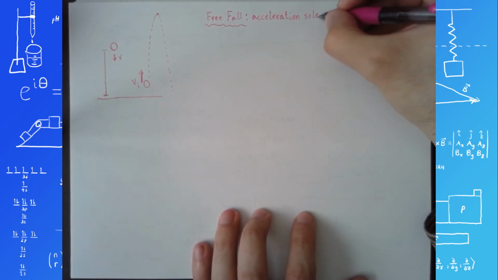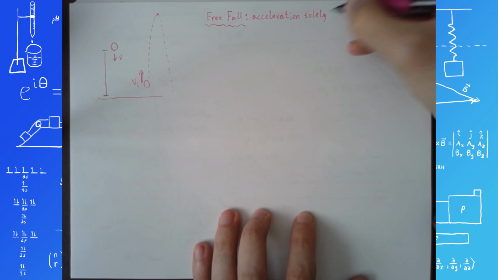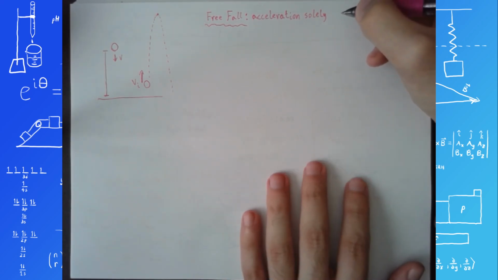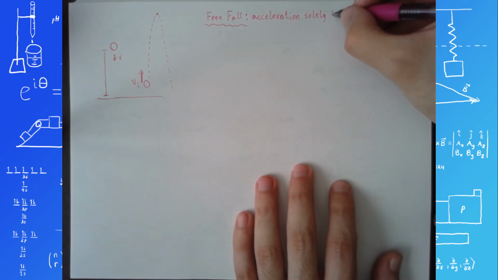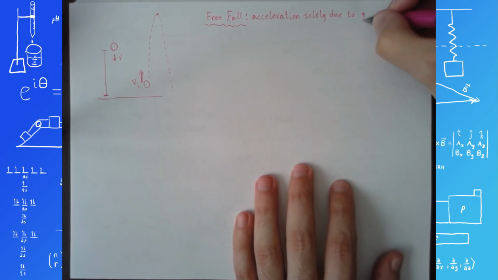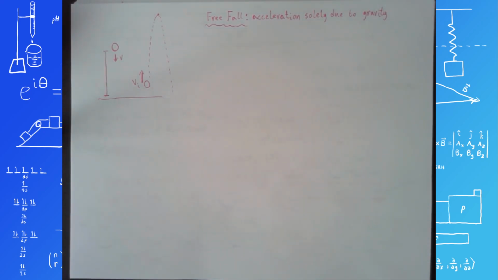That means, of course, that we have to assume that air resistance is not in play. That's a concept you may have heard of. Acceleration solely due to gravity. Now, what was I saying? Right, air resistance. So air resistance is a thing in real life, but for the sake of physics, we will often just neglect it because it'll make our calculations easier.